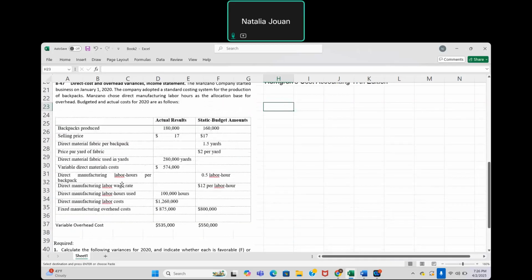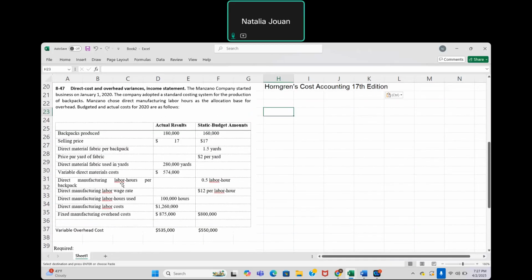But first, let's read. We want to remember step number one: identify what's your output and what is your input. So in this case, we are the Manzano company. We're starting business and we are going to use standard costing. This is variance analysis, it's for standard costing. And we are making backpacks. So the backpacks are our outputs. So we're going to work with materials.